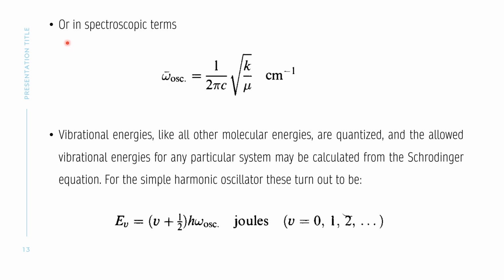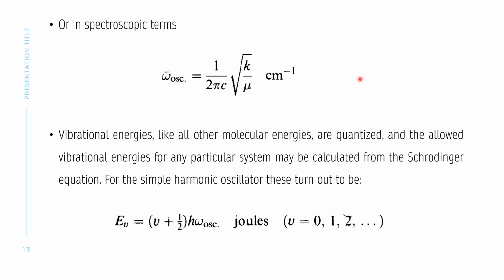If we want to describe the equation in spectroscopic terms, we will divide the previous equation by c, that is the speed of light. So it will be converted into spectroscopic terms, that is centimeter inverse. And omega OSC is now represented by omega bar OSC equal to 1 over 2 pi c under root k divided by mu centimeter inverse.